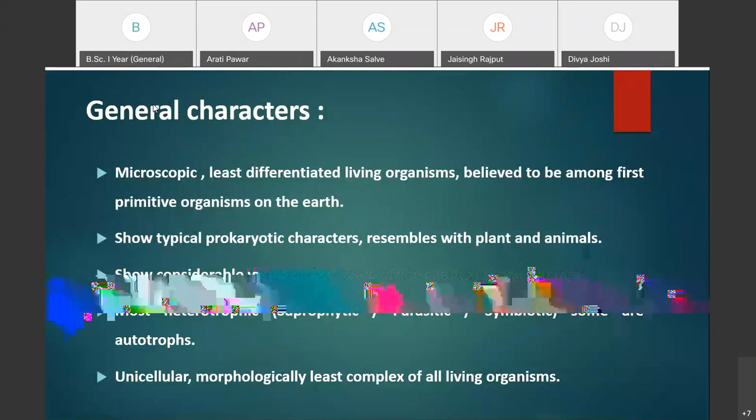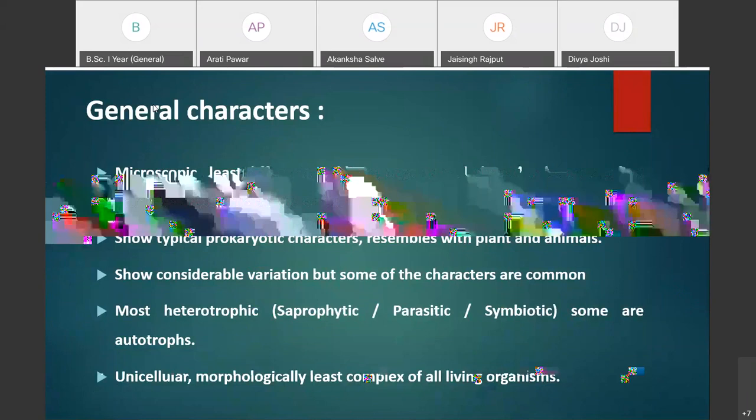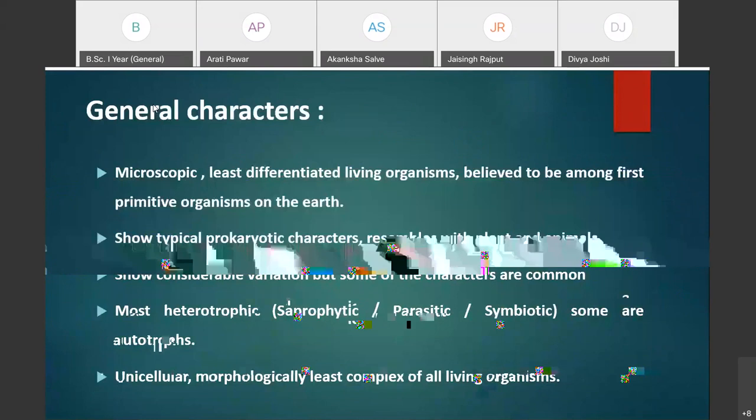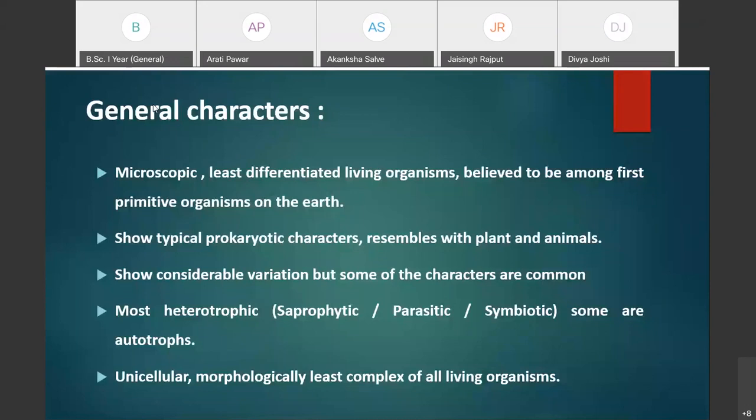Nitrogen fixation means a large amount of nitrogen is present in the atmosphere, but that nitrogen cannot be utilized directly by the plants. That nitrogen must be converted into a usable form, and that process is known as nitrogen fixation. The nitrogen fixing bacteria in the root nodules play an important role in fixing atmospheric nitrogen. That is the classic example.